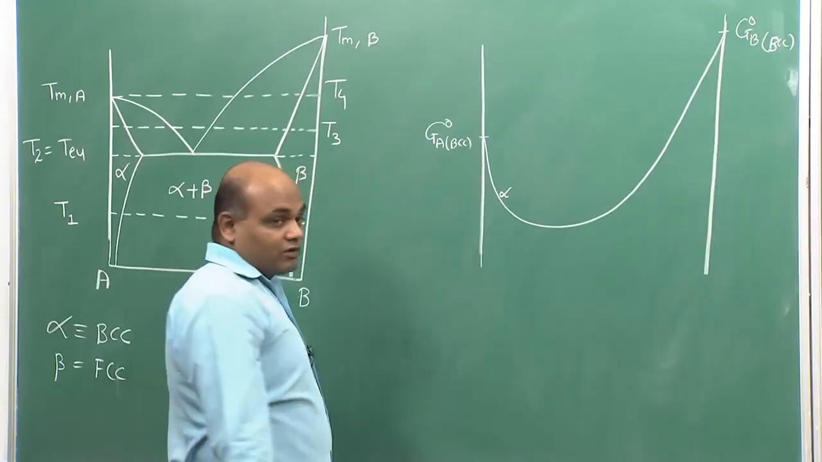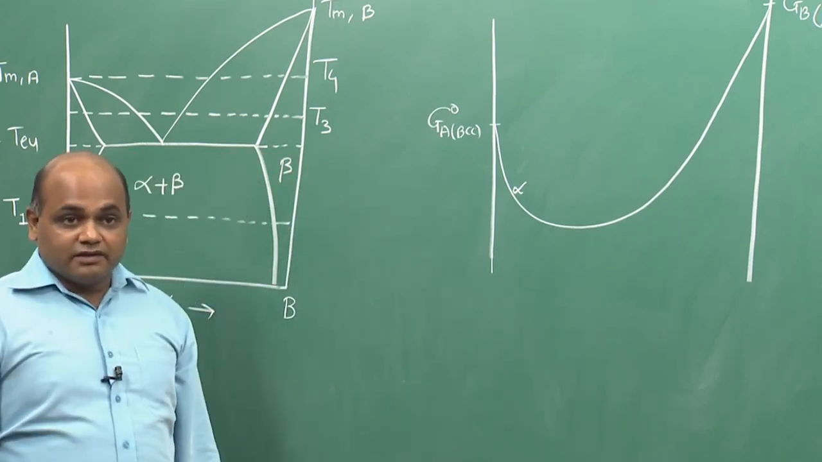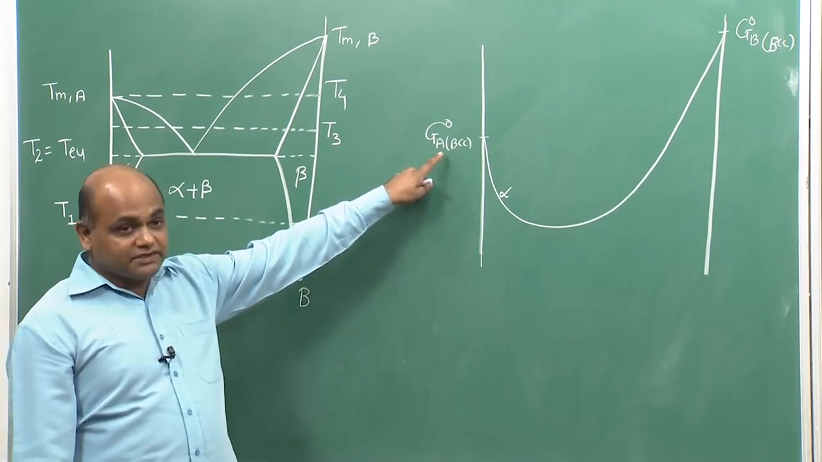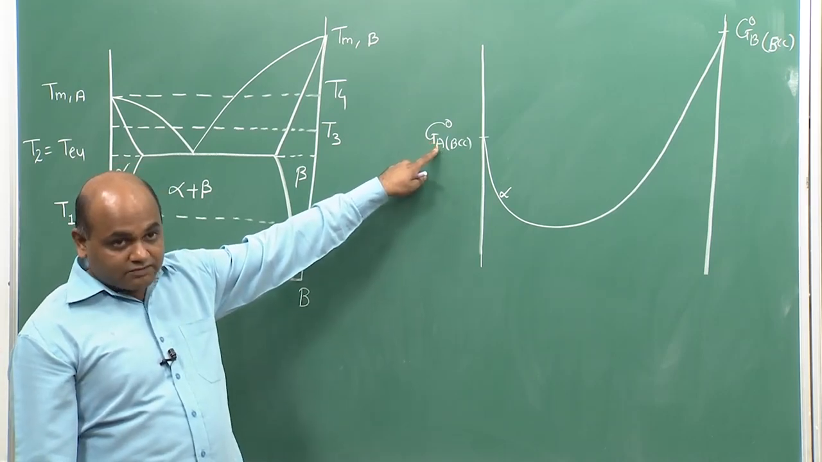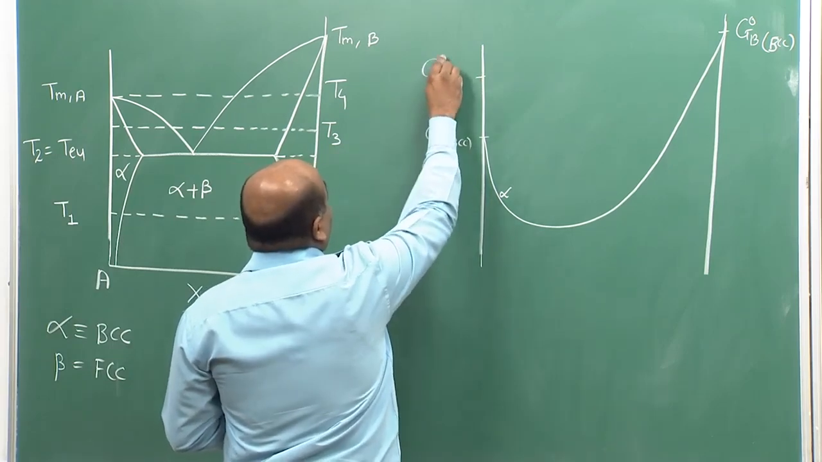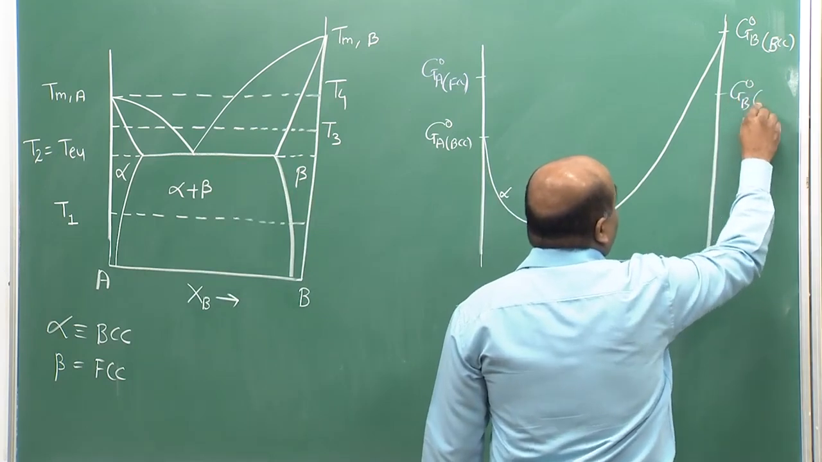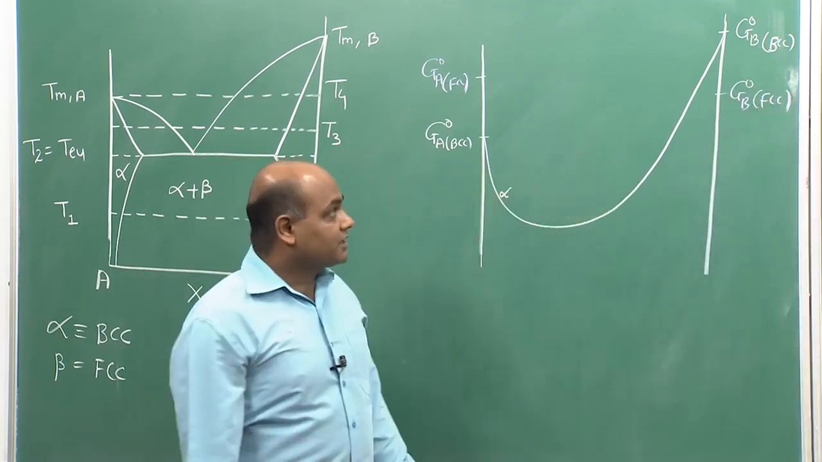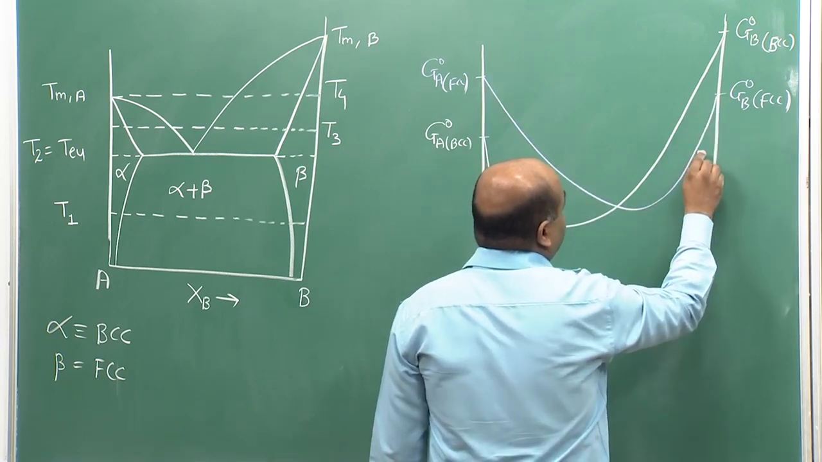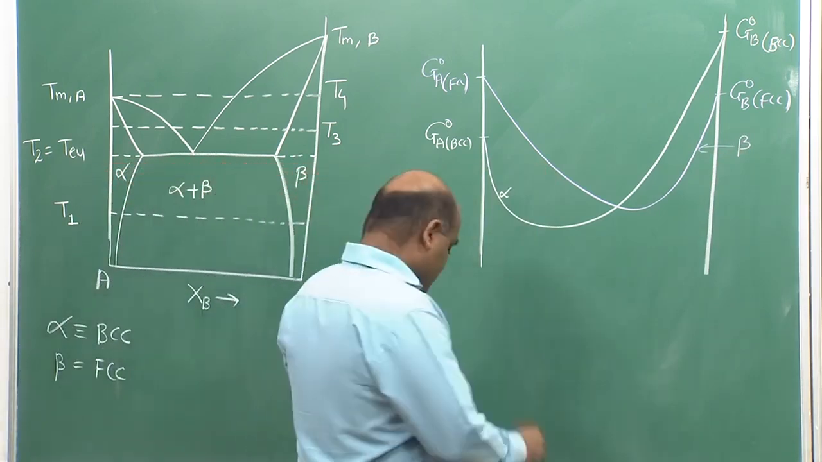Then we need the curve for beta. So, for beta, which is FCC, we need GA0 for FCC, that is the molar Gibbs energy of A when it is FCC, and obviously A FCC is an unstable phase. So, the value of GA0 FCC will be higher than GA0 BCC. And B is stable as FCC. So, GB0 FCC will be lesser than GB0 BCC. And we can get the curve for beta. This is for beta. And we can determine the two phase region by drawing a common tangent.